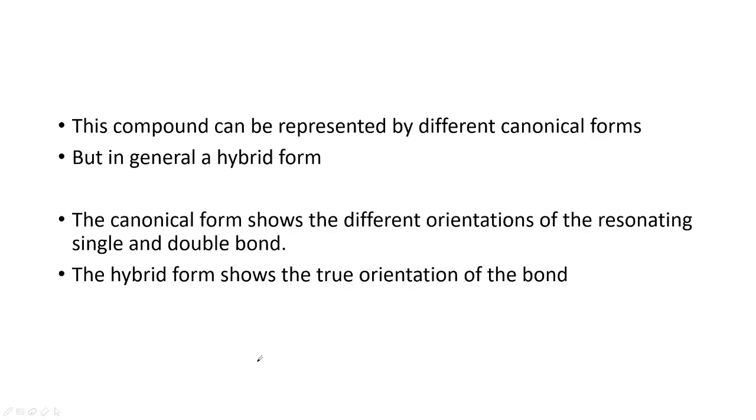Now these compounds can be represented by different canonical forms. Canonical forms are different structural representations, and the sum of all canonical forms gives a hybrid form. The canonical forms show the different orientations of the resonating single and double bonds, while the hybrid form shows the true orientation of the bond. The hybrid form shows the general orientation of the bond, while a canonical form shows the bond position at a particular time, which can be changing with time.